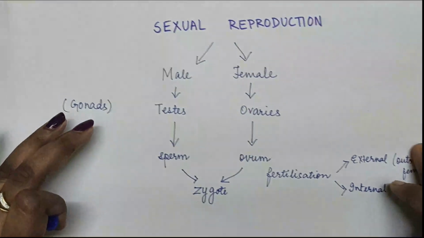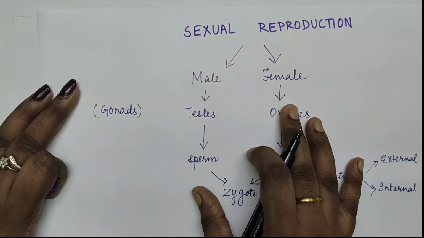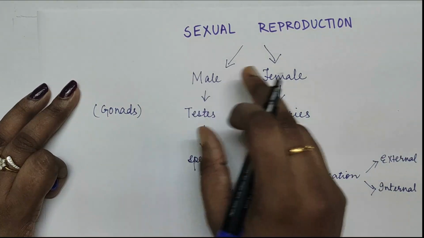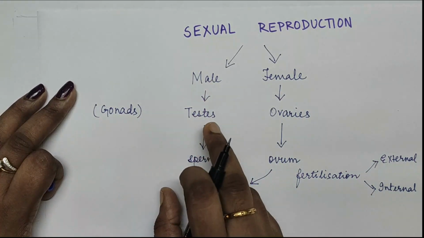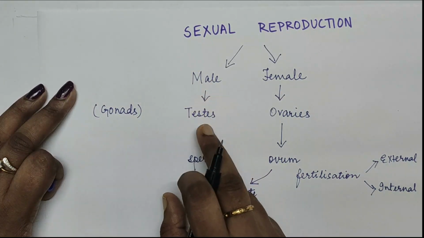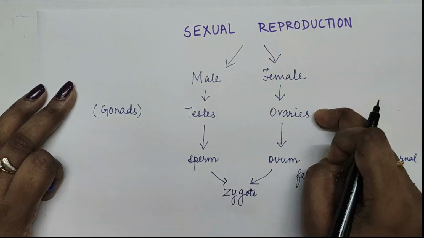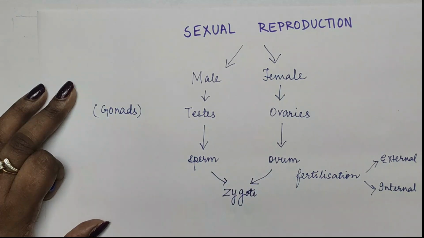So I will recap quickly the process in sexual reproduction. Humans reproduce by sexual reproduction. We need a male and a female. The male gonads, or reproductive organs, are the testes, which produce the sperm, and the female ovaries produce the ovum, which fuse to form a single cell called the zygote, which will then develop inside the body of the female.